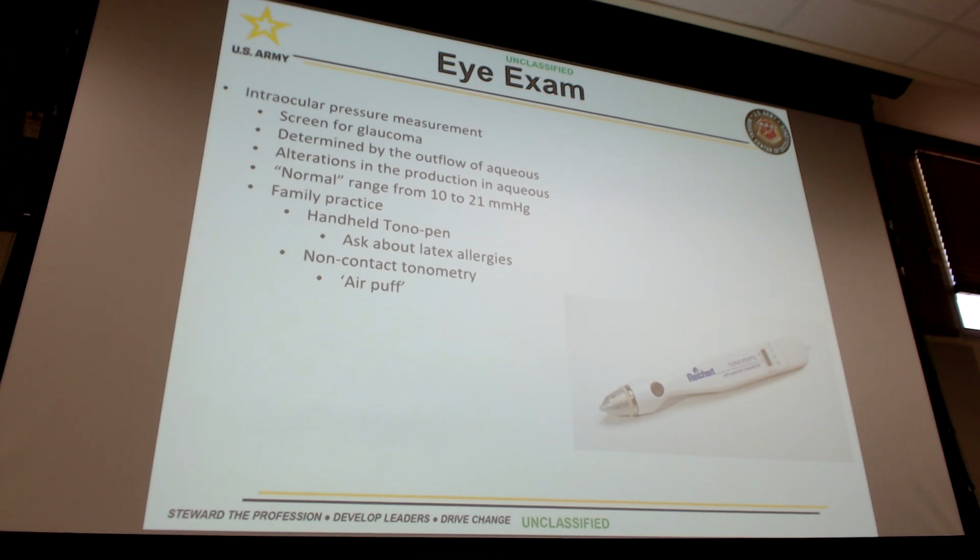This is a Tono-Pen. Okay, this is one of the ways we can check IOP if we're not using the puff test. This is a nice portable device that we have. The device itself, you'll numb the patient's eye, and you'll put the tip of this device right on the patient's cornea, and the device then will read what the IOP is. It has these fun little Tono-Pen tip covers, kind of look like a tiny little condom. So. That's a Tono-Pen.